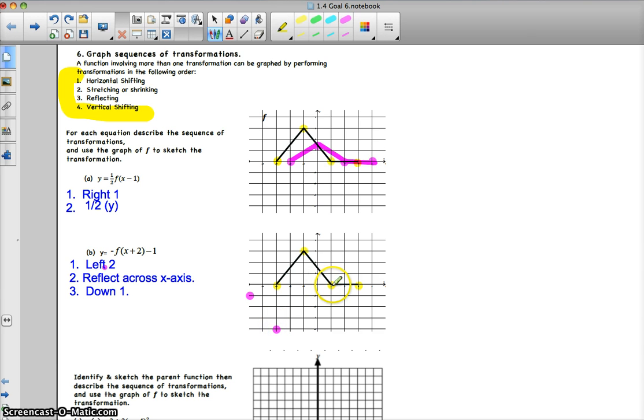Our third point will shift left 2. Reflection, it's on the x-axis, so there is no reflection, and down 1. Our final point, we'll move it left 2. There is no reflection when you're on the x-axis, and down 1. And then from there, connect your points.